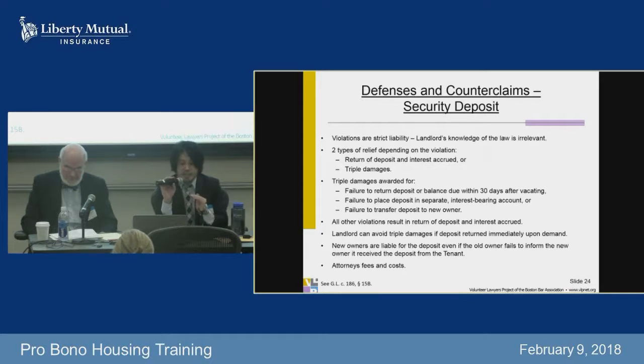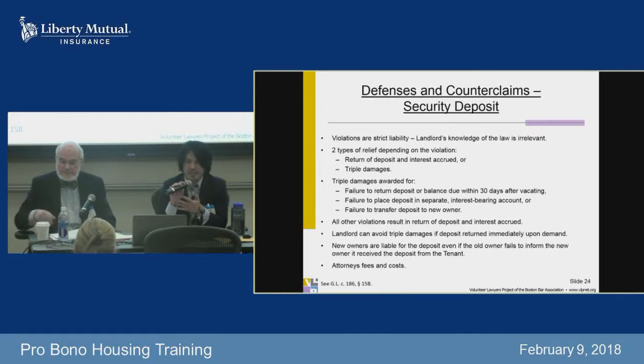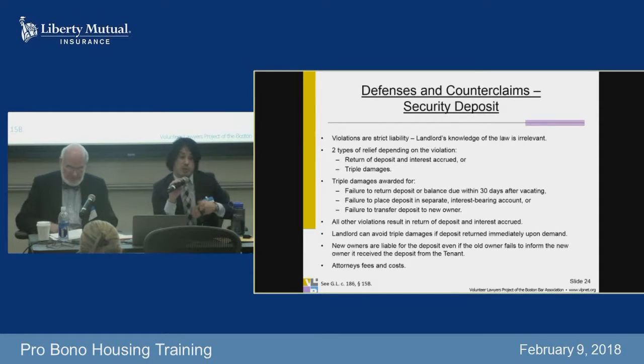All other violations, so again, like I said, the security deposit law is really long and really complicated. Other violations can be, a landlord is supposed to keep records of their security deposit for 2 years, right? If they don't do that, it's a violation of the law, but that one's not worth triple damages, right? So that's one of the instances where the violation is just going to be the return of the security deposit that the tenant gave and whatever interest is accrued to that point.